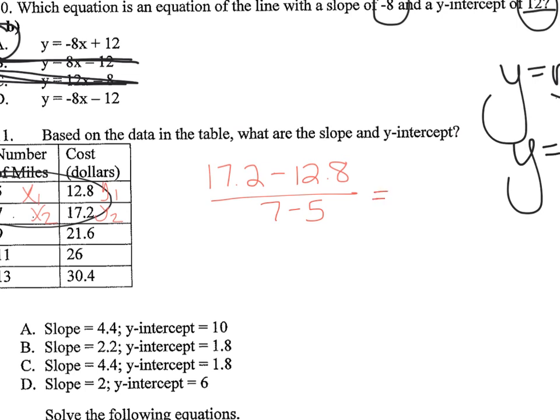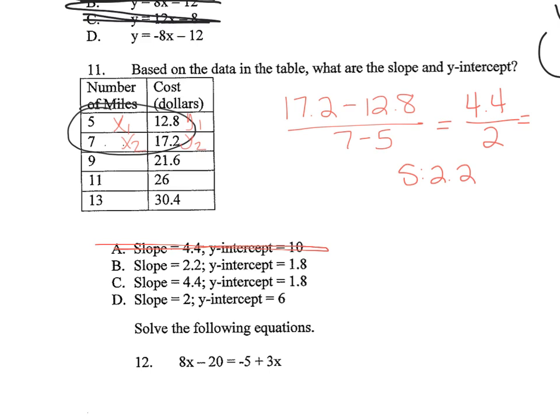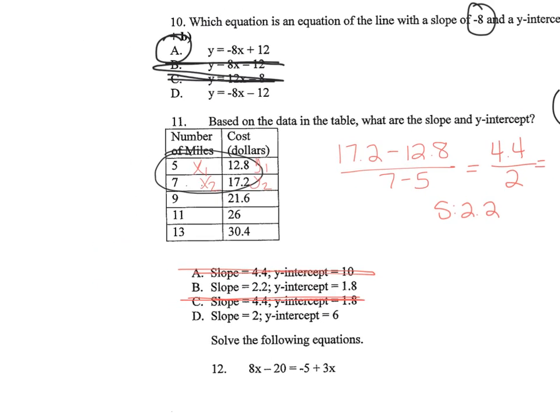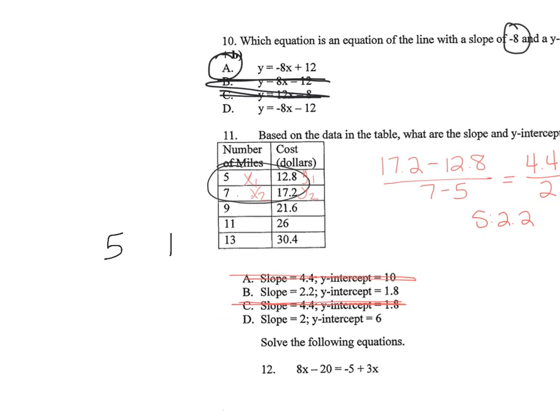So 17.2 minus 12.8 is 4.4, and 7.5 is 2. So when I divide those two numbers, I get 2.2. So my slope is 2.2. So already I can eliminate A, and I can eliminate C, and D I could eliminate, but I'm not really sure what's going on there. So I'm going to go ahead and work backwards in the table just in case there was a typo on D. So I'm going to start with the lowest number I have, which is 5 and 12.8.